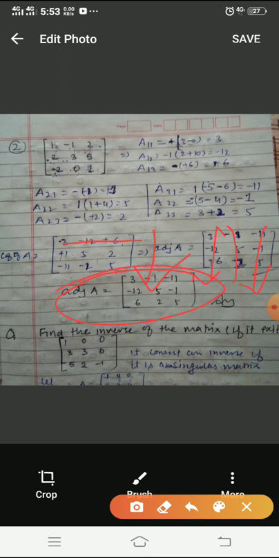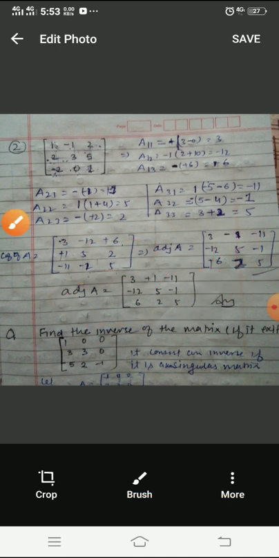In the next video I will tell you how to find the inverse, and that is very important for your board examination. A 6 marks question can come from this inverse.